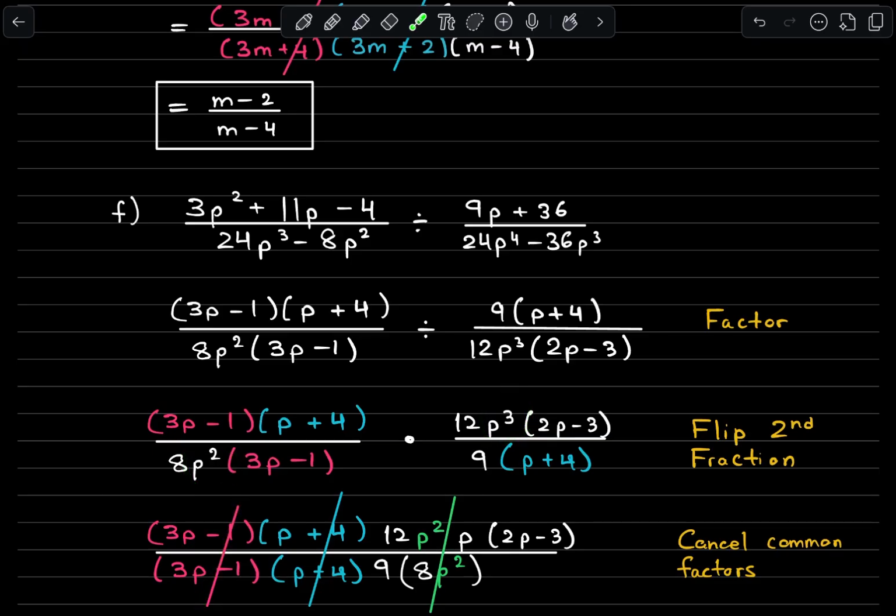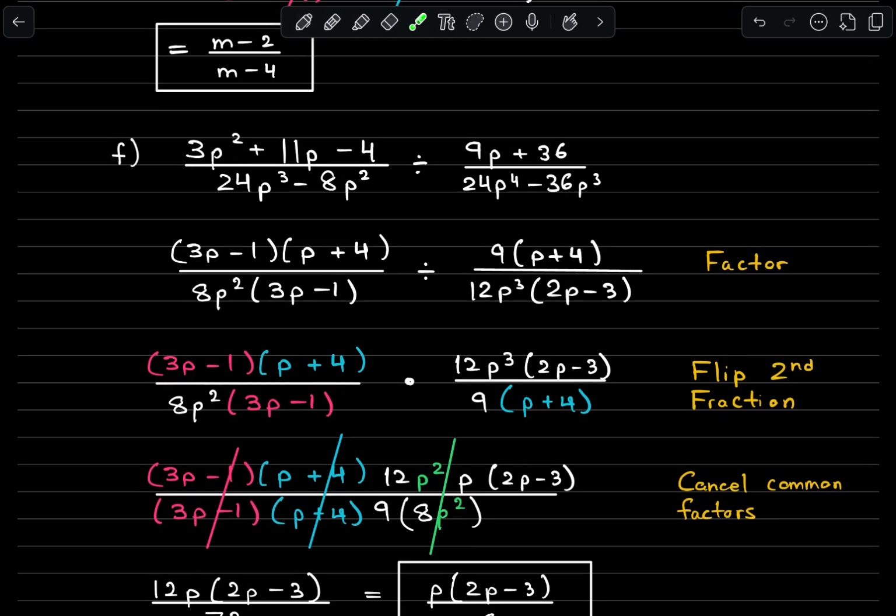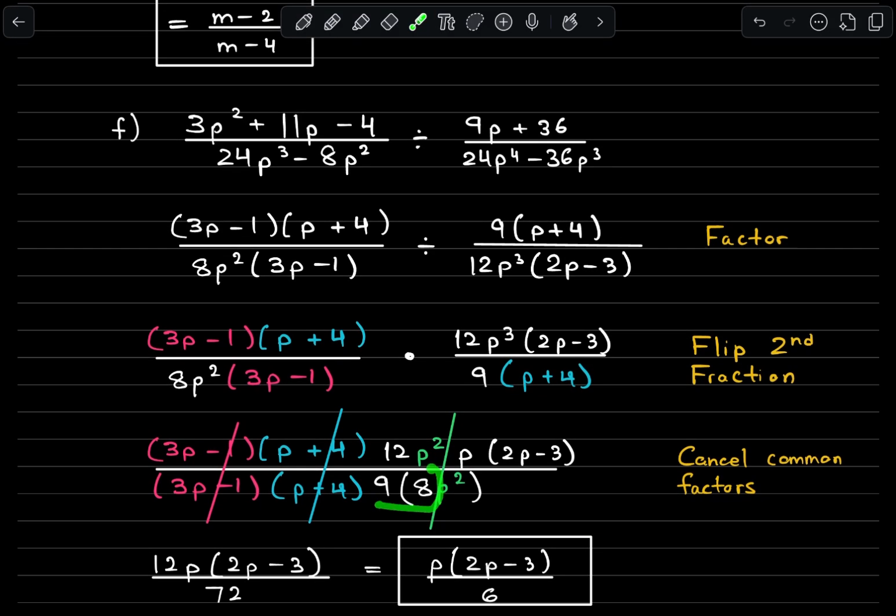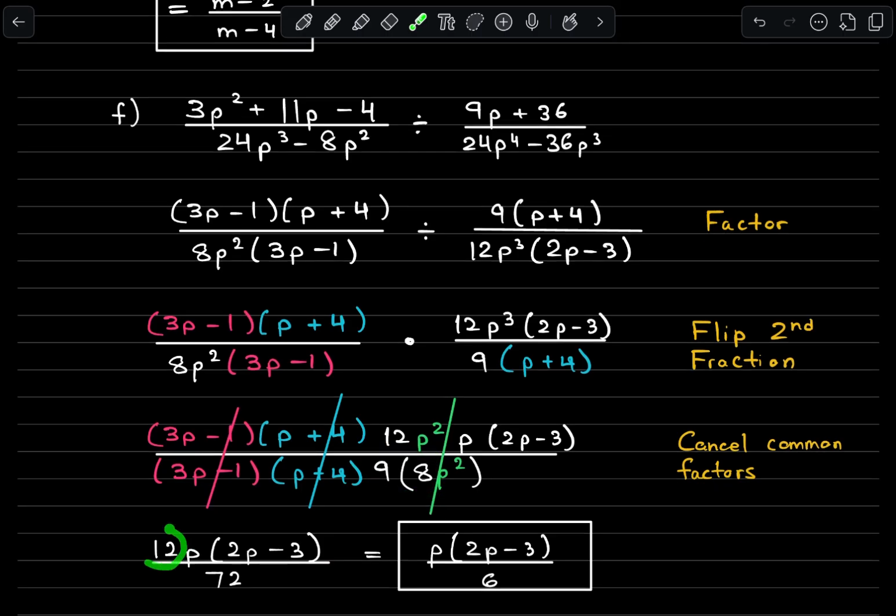So this red factor cancels out, the blue factor cancels out. This p cubed can be rewritten as p squared times p, and then that p squared and that p squared at the bottom are going to cancel out. We've got a little bit more we can do. So we've got 8 times 9 in the bottom here. That's going to become 72. 12 and 72 will reduce, so 12 over 72 is really just 1 over 6. So we're just going to be left with a 6 in the denominator. So p times 2p minus 3 up top, and just a 6 in the denominator.